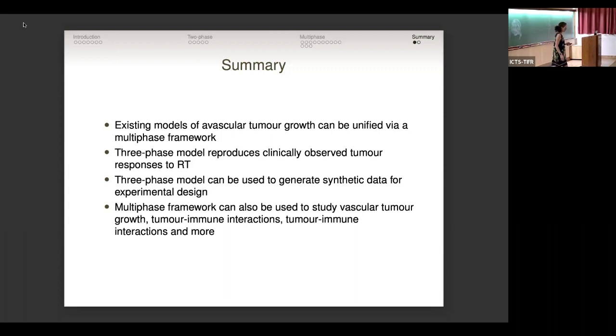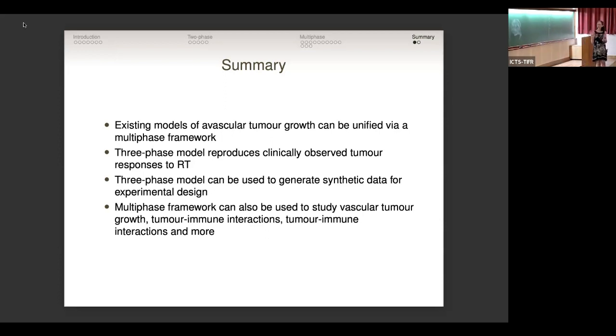So what we've tried to do, I think, is show how existing classical models of avascular tumour growth, our Greenspan and nonlinear diffusion equation, can be brought together under a multi-phase framework. We've looked at an extension to 3 phases, which revisits the data that we were looking at earlier this morning, shown that the 3-phase model gives us, I think, additional insight into what's going on inside the box in terms of tumour composition, and how we can combine that 3-phase model with our ODE model in order to do experimental design. So I thought that was probably enough.